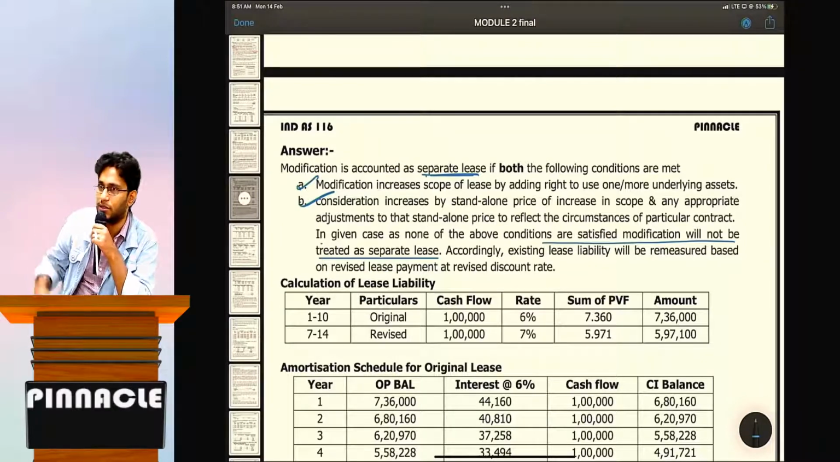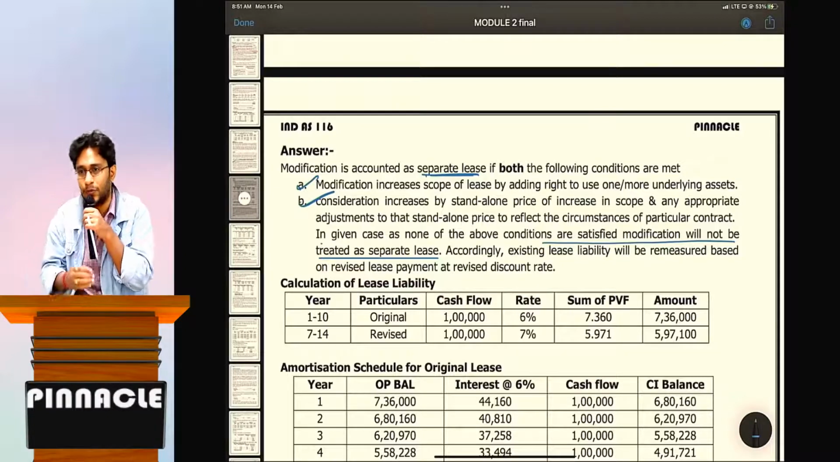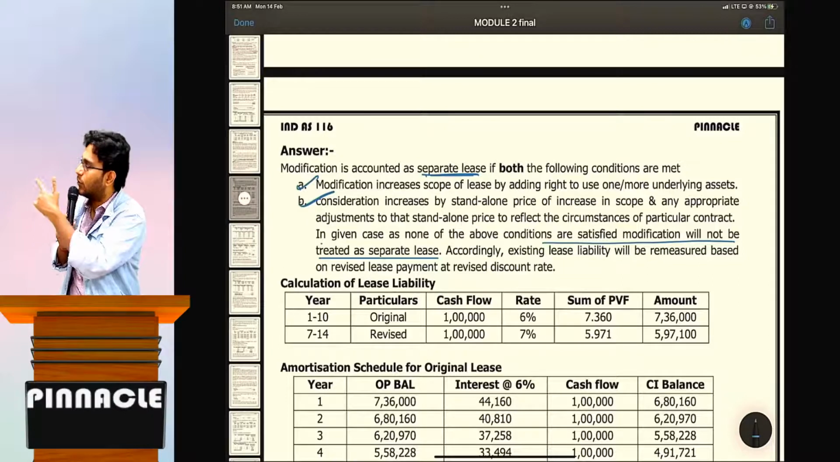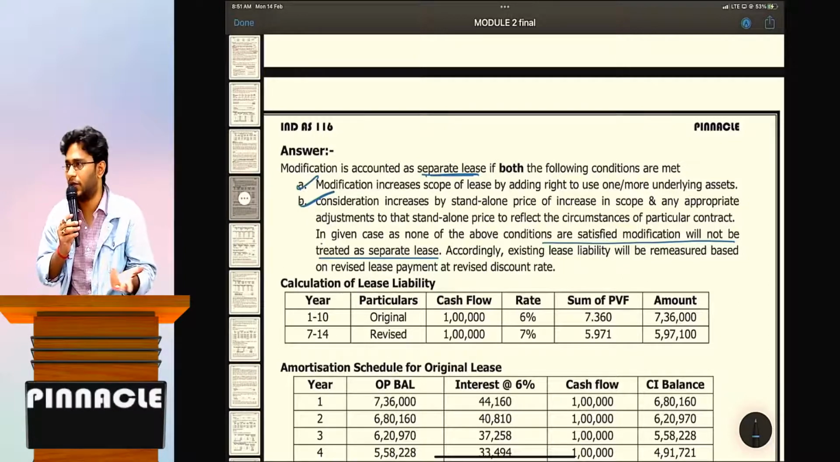Suppose, sir, what is the remaining lease period? 7, 8, 9, 10, 4. Suppose if 4 I make it 2, that will definitely be treated as a decrease in the scope. That's the next sum. A decrease in the lease term is treated as a decrease in scope, and an increase in lease term you have to treat as an increase in scope. But he wrote there, none of the above conditions are satisfied, which is, in my opinion, wrong, sir.